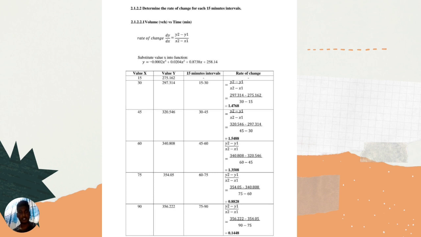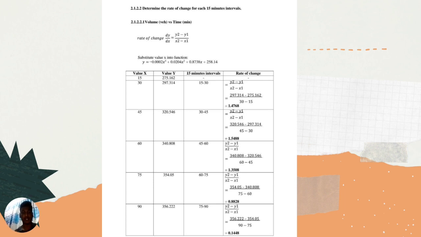Hi everyone. So next we'll be looking at determining the rate of change for each 15-minute interval. For this part, the question is for volume versus time. The thing you need to know is the rate of change, dy over dx, which is y2 minus y1 over x2 minus x1. We set the value of x as the time, which is the 15-minute interval: 15, 30, 45, 60, 75, 90, 105, and 120.